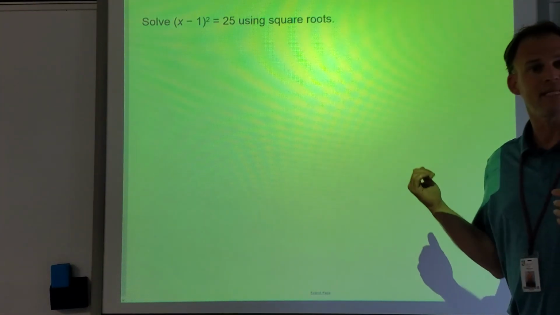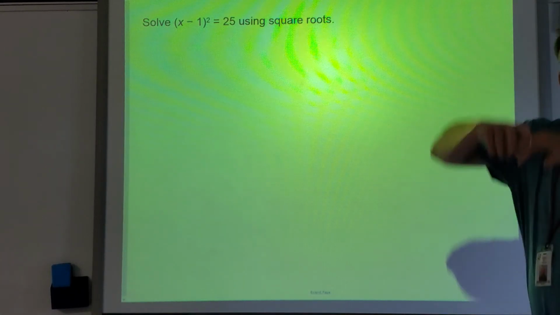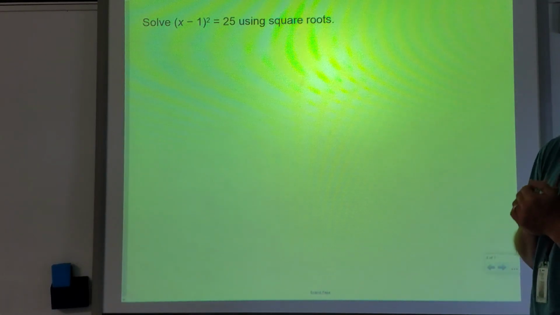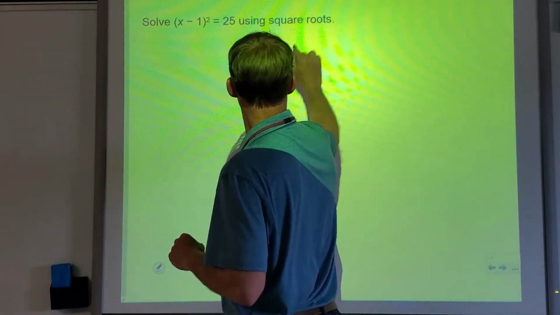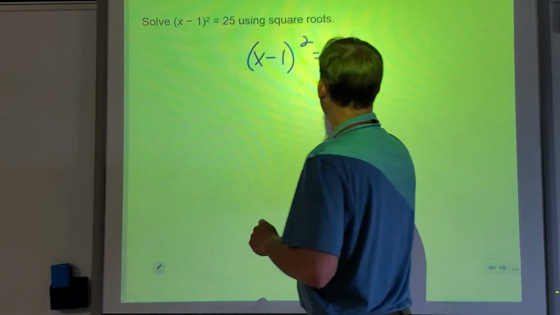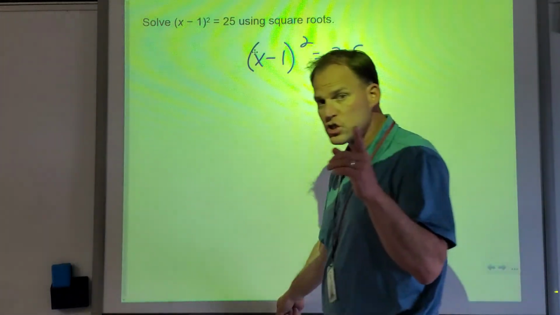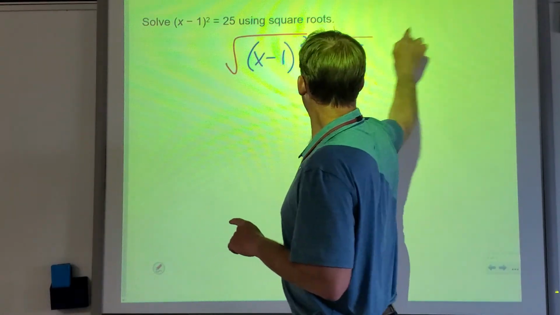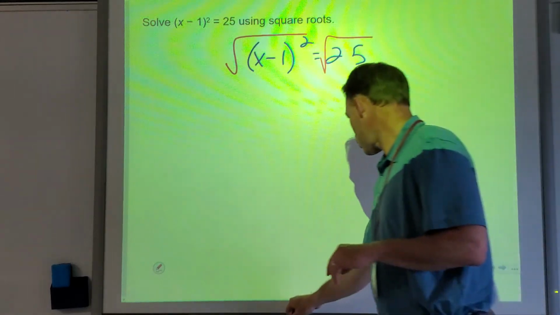Now, slightly different setup here. I've got the x minus 1, but it's in parentheses. So I got to do the stuff outside the parentheses first. So let me rewrite this. Whenever we have the x squared outside the parentheses, now our first step is to square root, because I need to get rid of that x squared first.